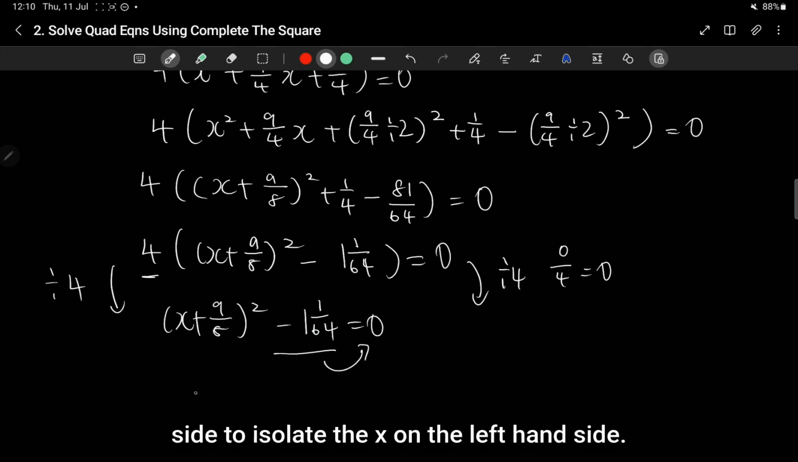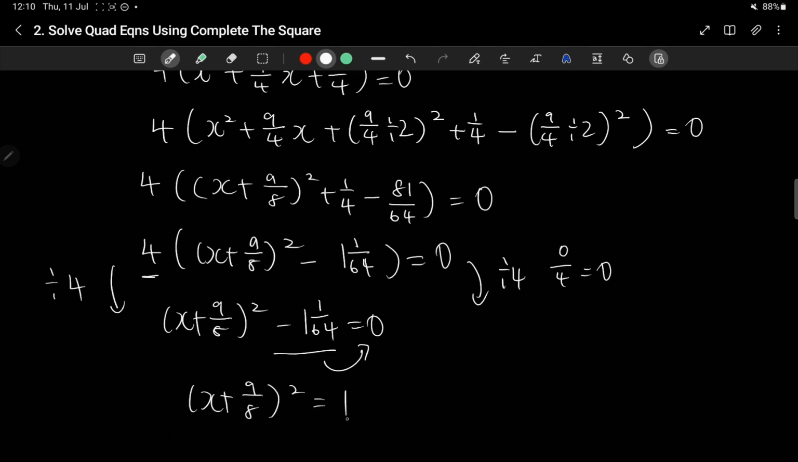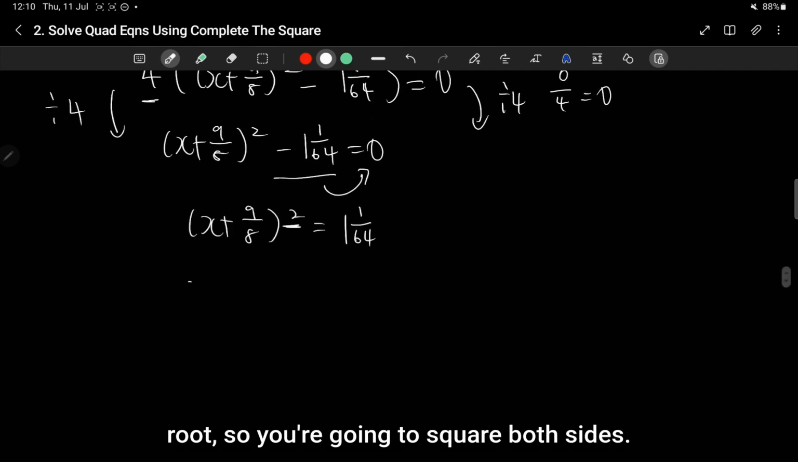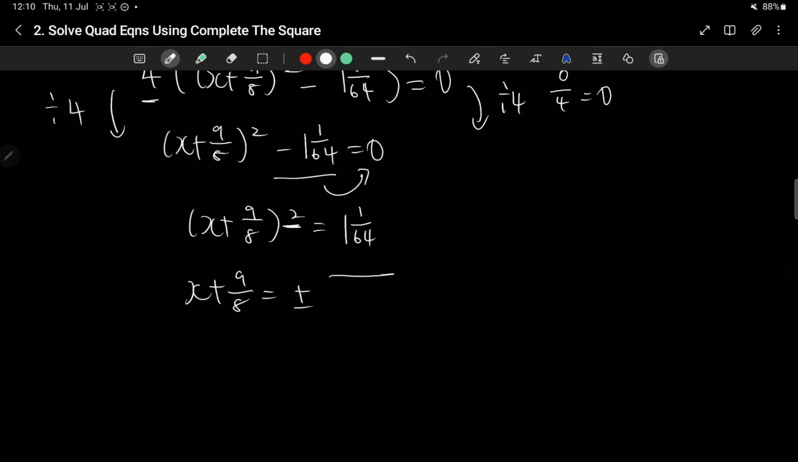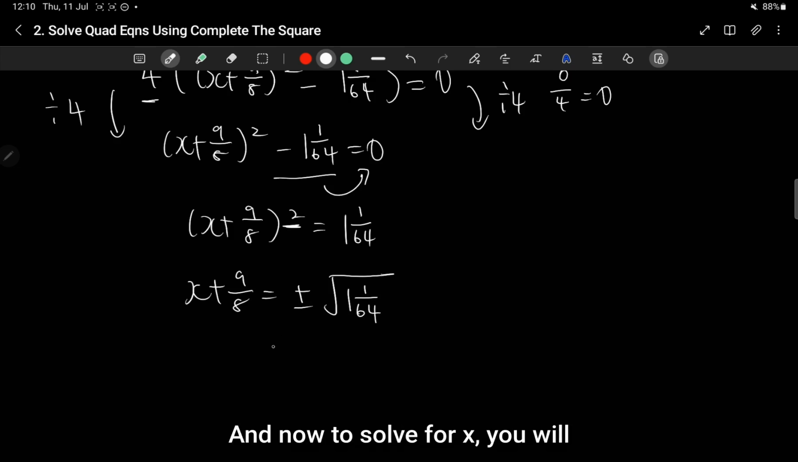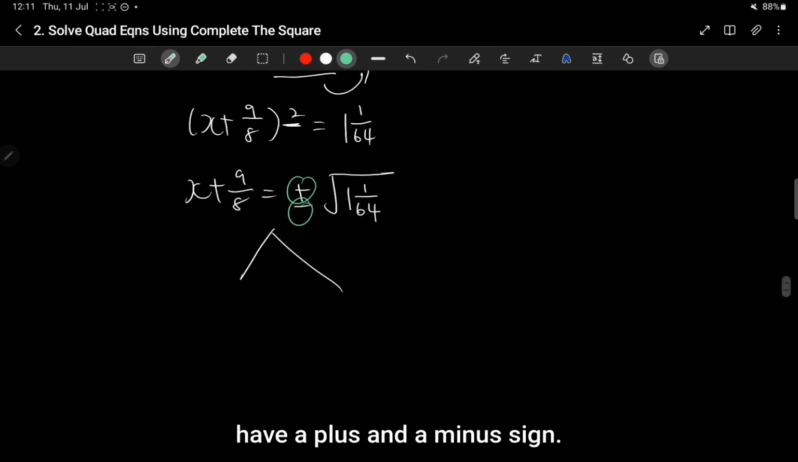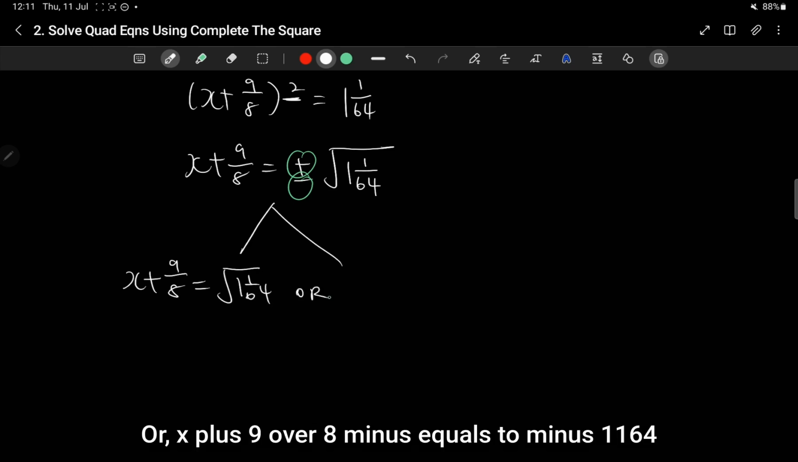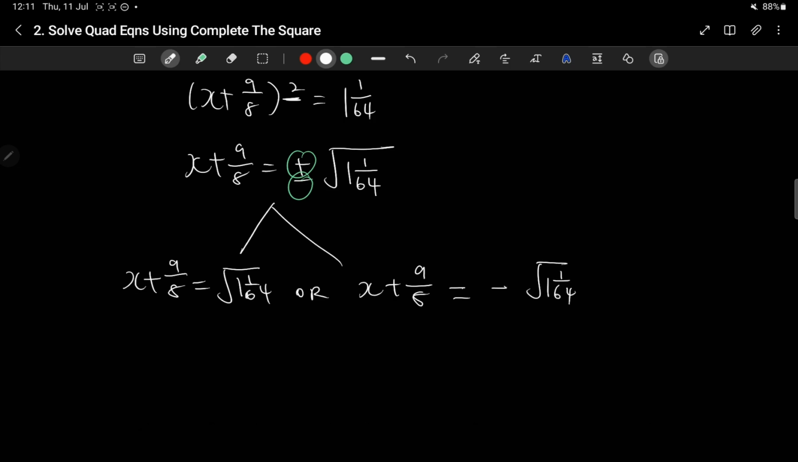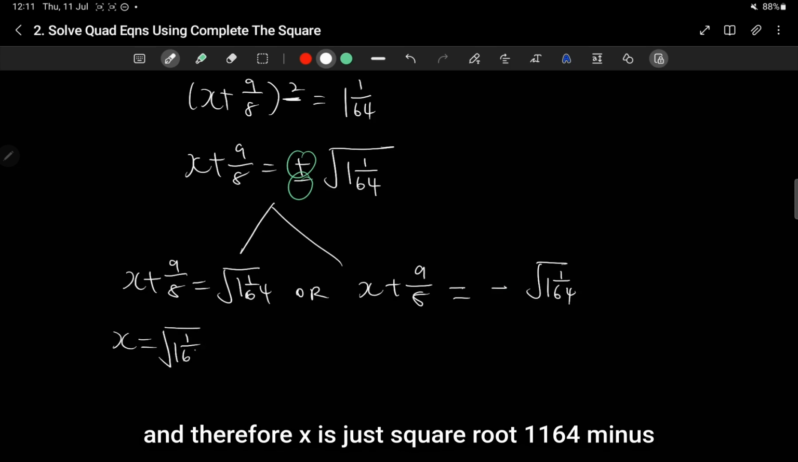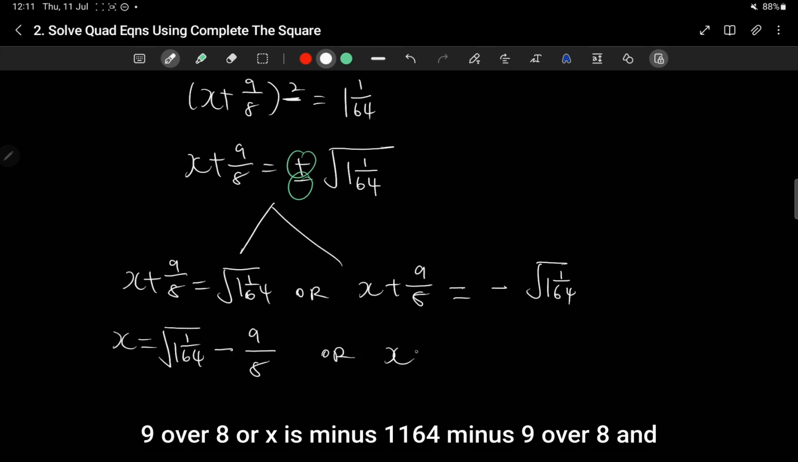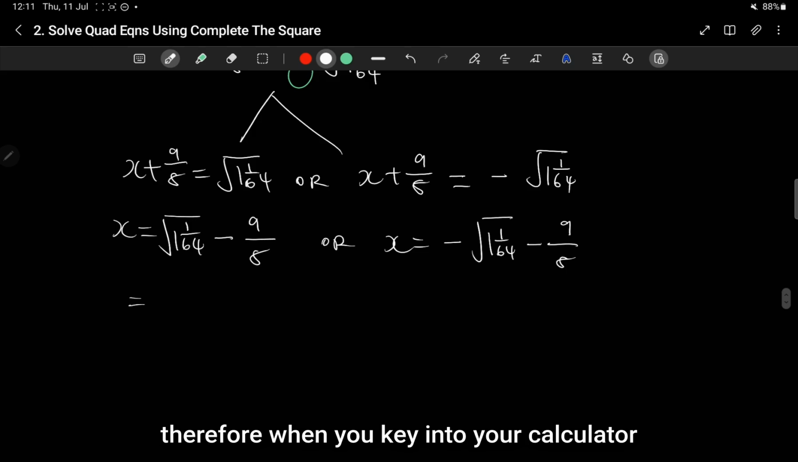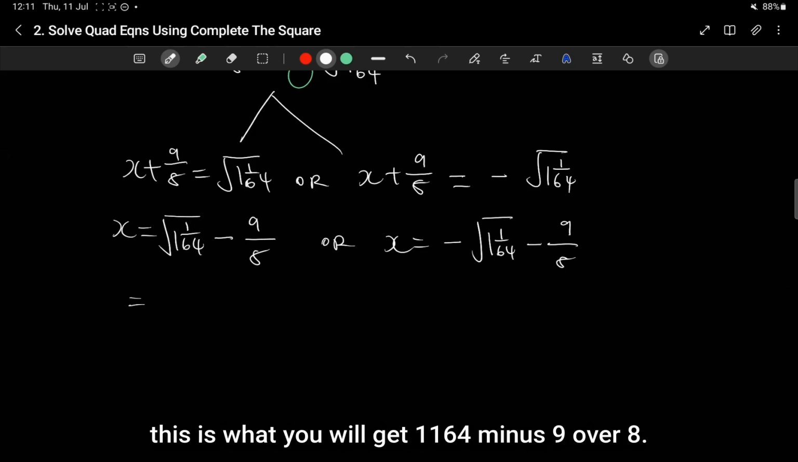And now you bring this over to the other side to isolate the x on the left hand side. And now you want to remove the square, so you're going to square root both sides, and you will have this. And now to solve for x, you will have two values because you have a plus and a minus sign. So you will have x plus 9 over 8 equals square root 1/164, or x plus 9 over 8 equals minus square root 1/164. And therefore x is square root 1/164 minus 9 over 8, or x is minus square root 1/164 minus 9 over 8.